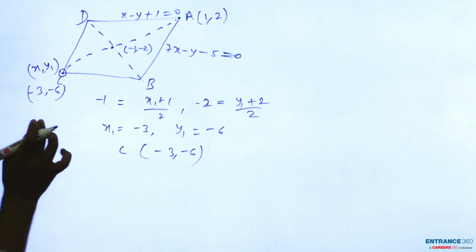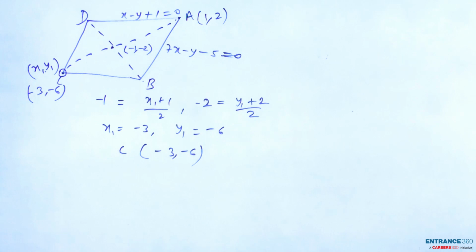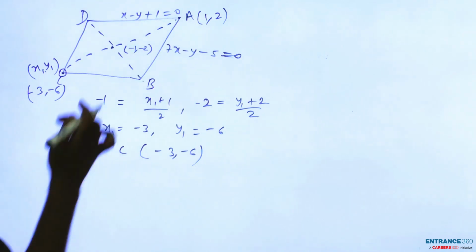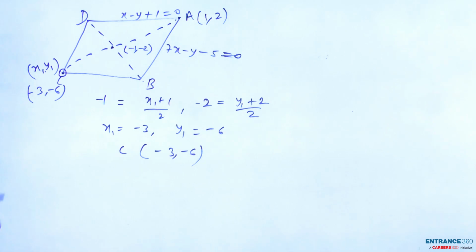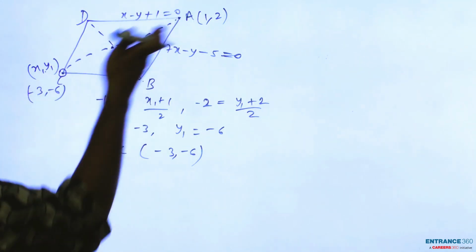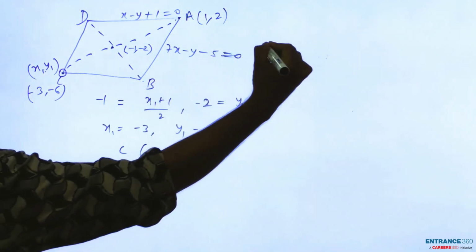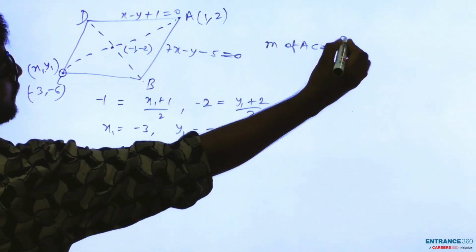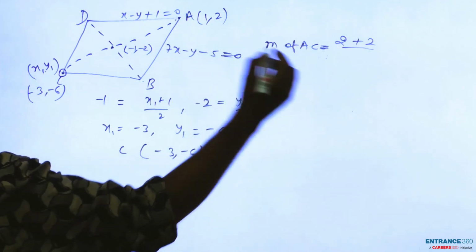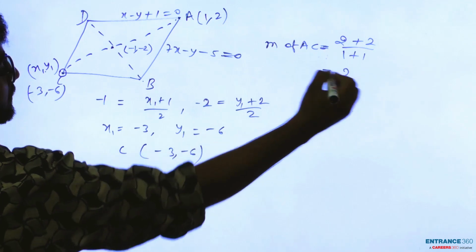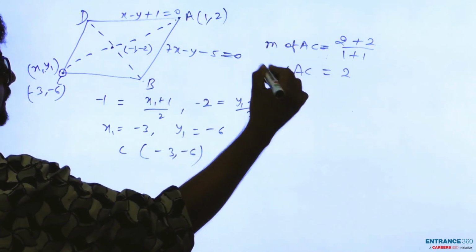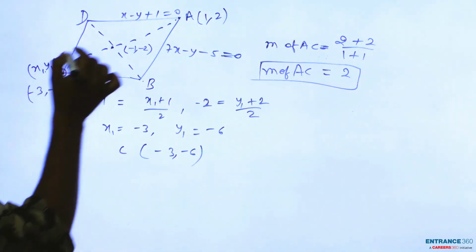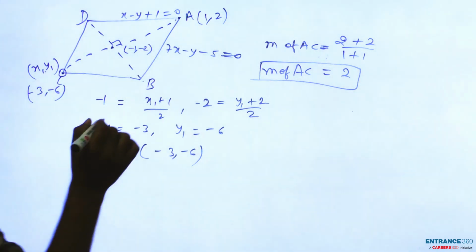And further you can find D and B. The slope of AD is 1. And you can find the slope of AC by the two-point form of slope. Then you can write the slope of AC, M of AC, equal to (2 minus 2) by (1 minus 1)... the slope of AC would be 2, then the slope of BD would be -1/2.